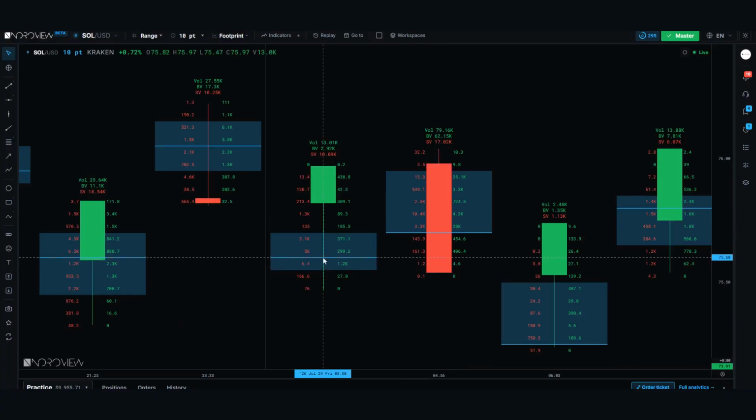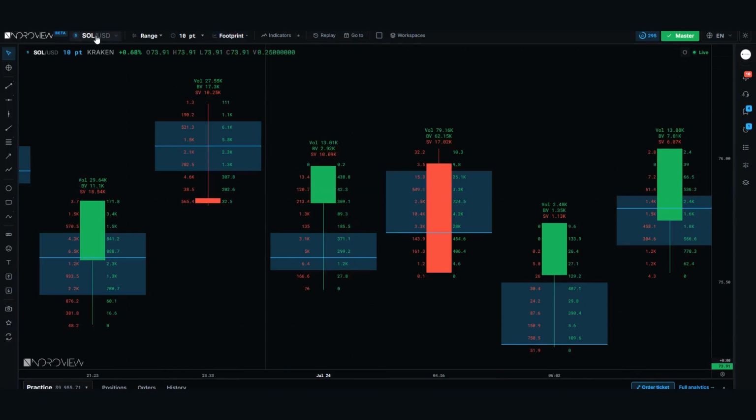A footprint chart opens that candle up. It shows you the exact volume that traded at every single price inside it, split into aggressive buying and aggressive selling. That is order flow. And the standard footprint chart in Noroview is completely free. Let's break it down piece by piece.